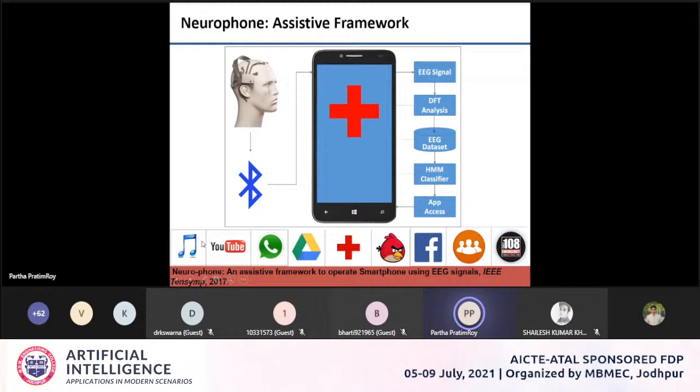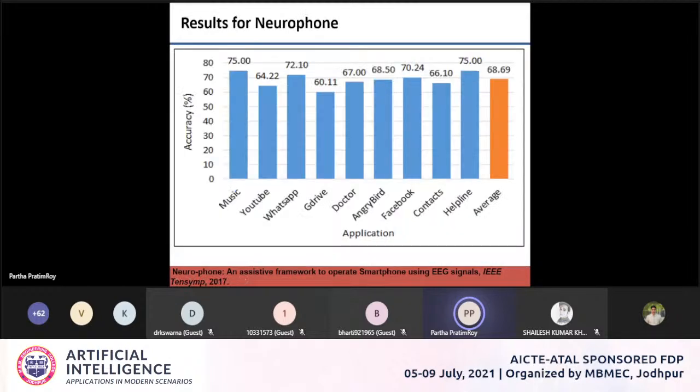Okay, so you see there are actually 9 applications we work with. So music listening, YouTube, calling, or WhatsApp. Okay, so these kinds of symbols are there. And then if we analyze with these different applications, the accuracy is not that good, but around 69% along with these 9 applications. Okay, so in some applications the accuracy is not good.